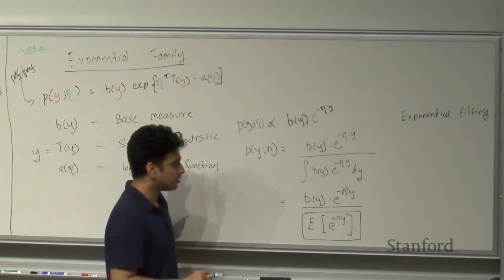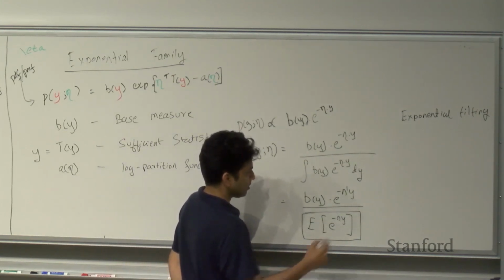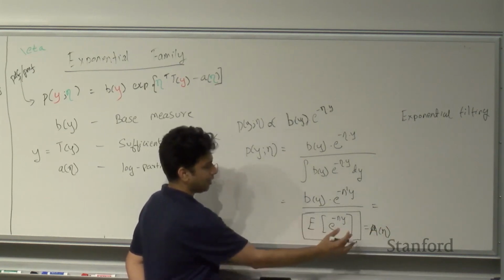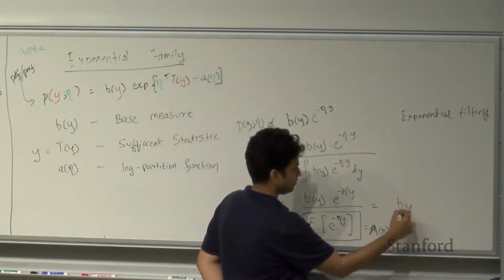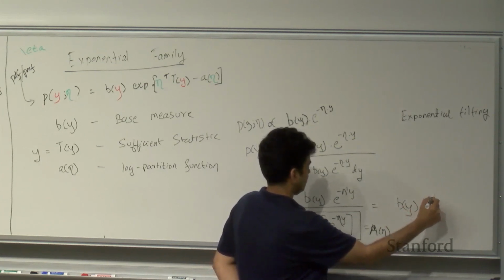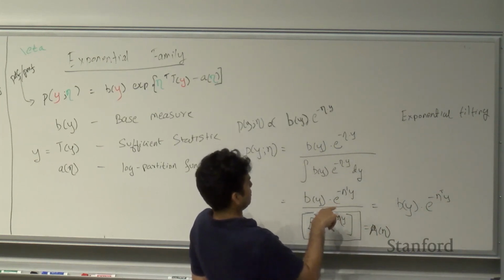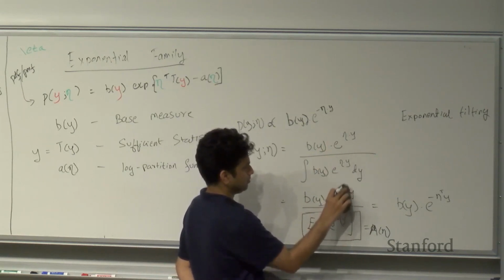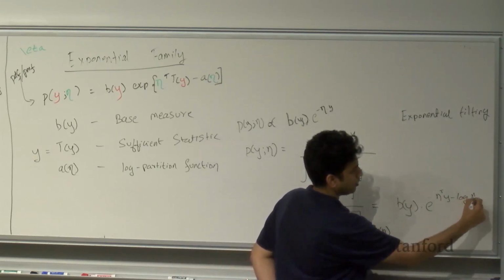Okay? But that's not relevant to our study here. So we can just call this some function of, let's call it capital A of eta, because you're integrating out y. The only variable here is eta, okay? And this comes in the form b of y times e to the power of, I flip the sign here, eta transpose y minus log A of eta.